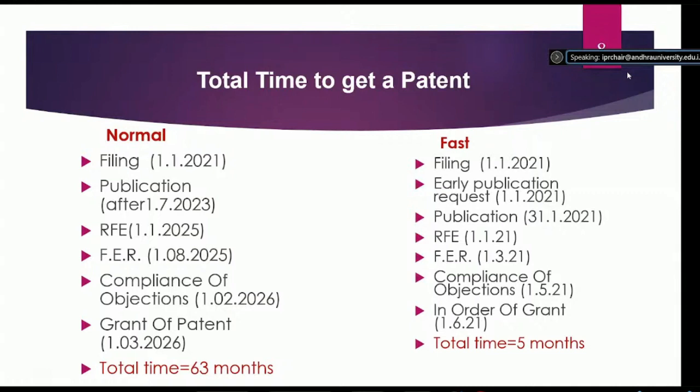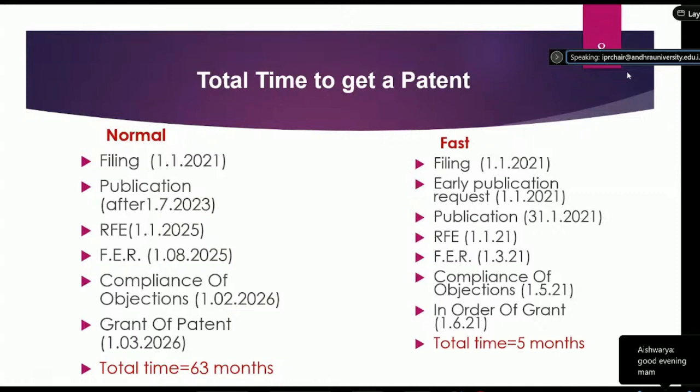Then in the regular route, your first examination report, FER is first examination report given by the patent office. You will get it on 1st August 2025, because they generally take 6 months of time. It comes within 6 months, but I'm just showing it like that. So you will get it like that. But on the faster route, your first examination report will come by March 2021. So you are just 2 months into your patent, right? Because, sorry, 6. In the faster route, you have to comply with the objection by 1st May. Your date of grant will probably be 1st June 2021. So the total time is 5 months.